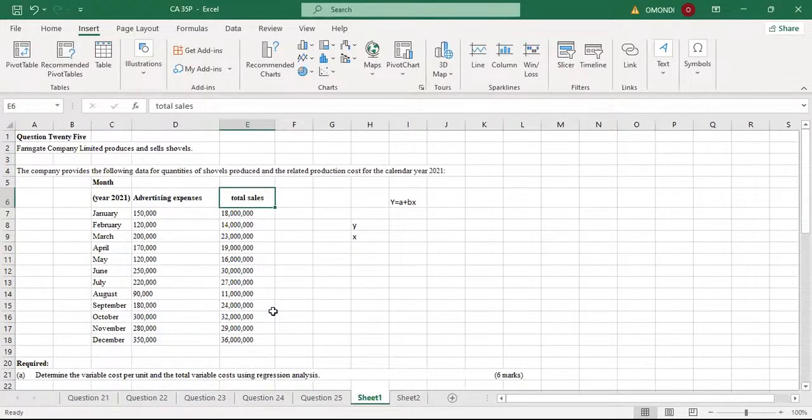Variable cost adverts. Then we are told, this is what we are being told, that our total sales, remember all these ones here, includes money. We don't have now the units which we are comparing, but we are told that our total sales is dependent on the advertising expenses.